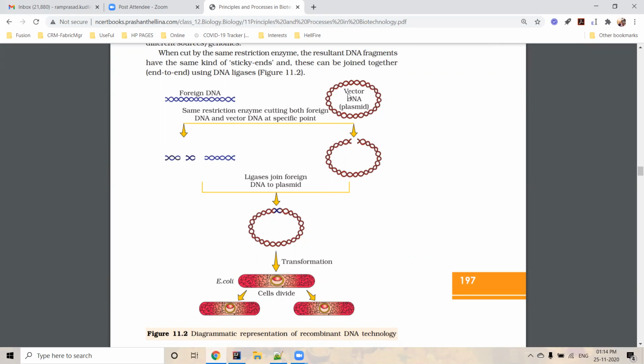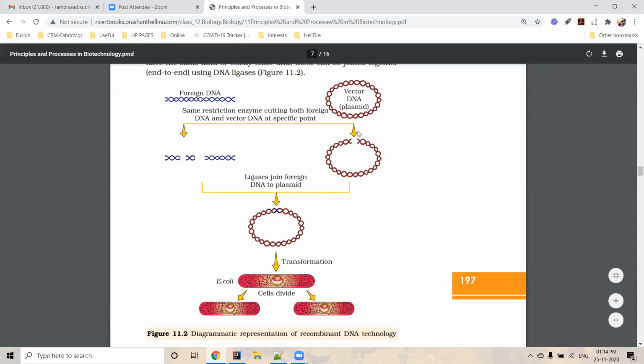Vectors are plasmids. What are plasmids? These are extra chromosomal DNA present in bacteria. Take this plasmid and cut it with the same restriction enzyme, so the gap is created. Now easily this blue colored desired DNA is introduced into the cloning vector. And you can observe the enzyme here, the DNA ligase, which can join foreign DNA to plasmid.